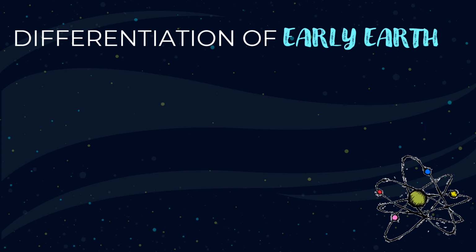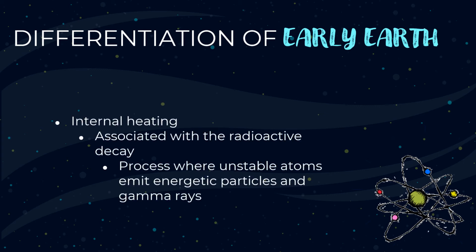Besides the two mentioned processes, there is also internal heating associated with the radioactive decay in the Earth's interior. Radioactive decay refers to the process wherein unstable atoms emit energetic particles and gamma rays that heat the surrounding rock. These processes caused the early Earth to become so hot that it became a hot mass of molten matter.